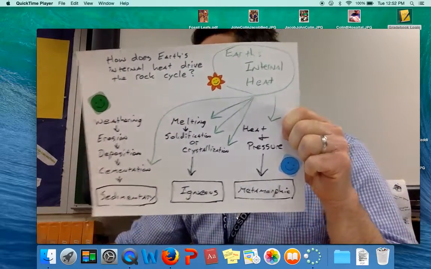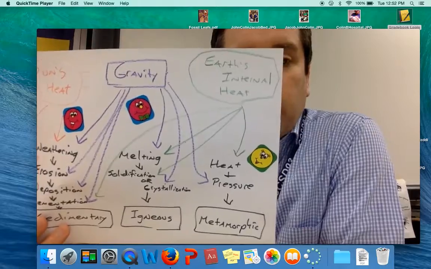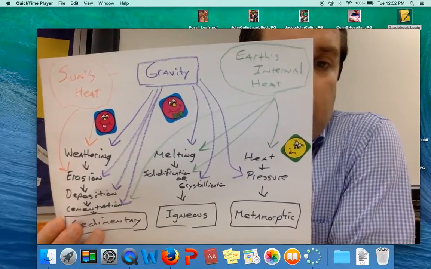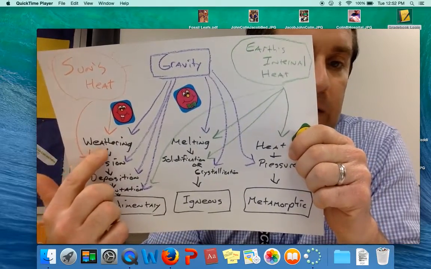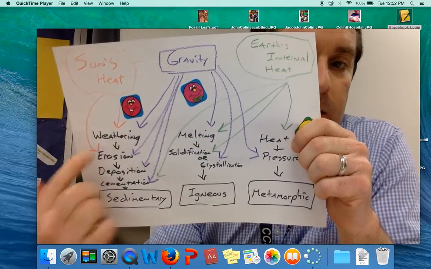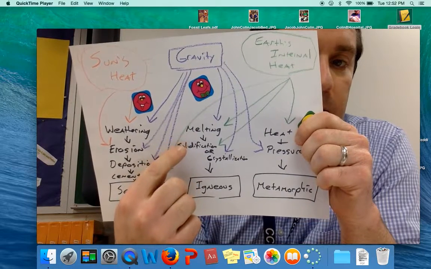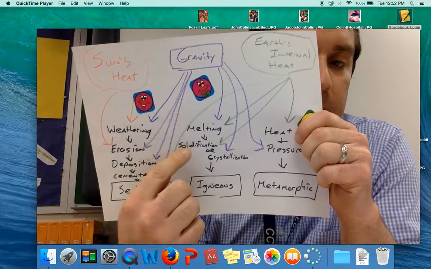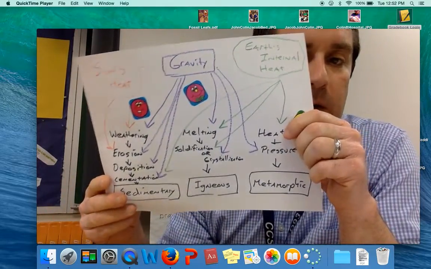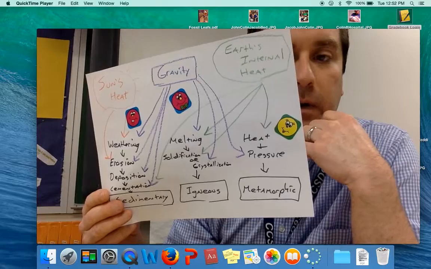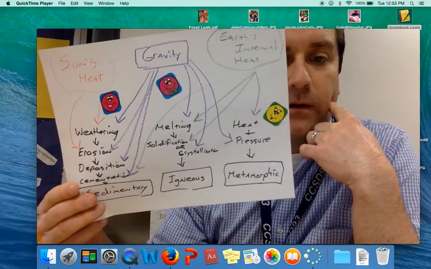Okay. Now, if I put all those arrows together on one diagram, there's a lot of arrows, and you can see some arrows, like for example, the sun's heat and gravity both cause weathering. Internal heat and gravity both cause melting. Internal heat and gravity cause solidification and crystallization. So there's some combinations of these things. It's not always just one force causes one part of the rock cycle. There's a combination of all these forces causing the rock cycle.